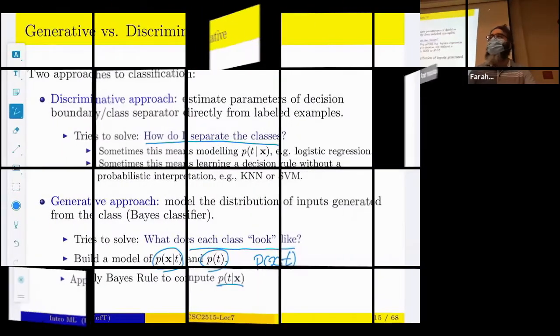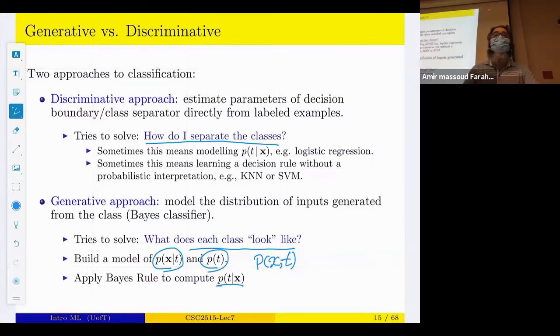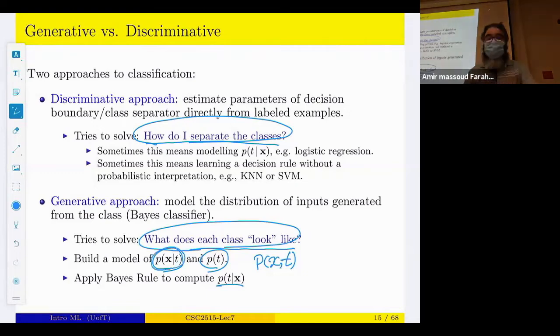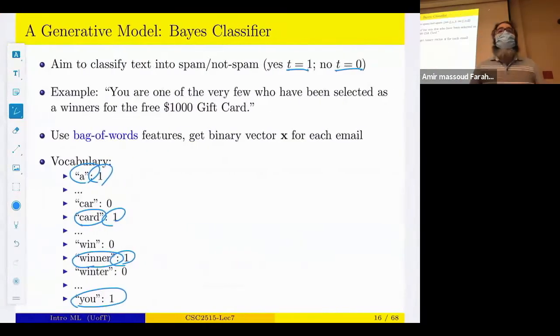So I guess that's all. Today we want to continue the lecture on probabilistic models. We discussed the discriminative approach and the generative approach. The idea of the discriminative approach is essentially how do I separate the classes, but the generative approach is essentially trying to find what each class looks like. So if we learn, for example, P of X conditioned on T and P of T, then we can use Bayes' rule to compute P of T conditioned on X. So that's the general approach.